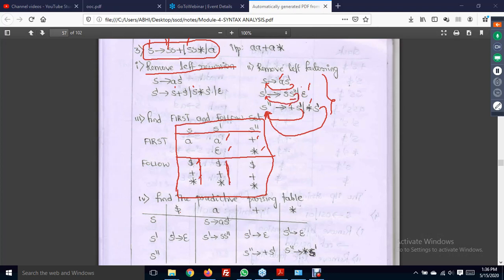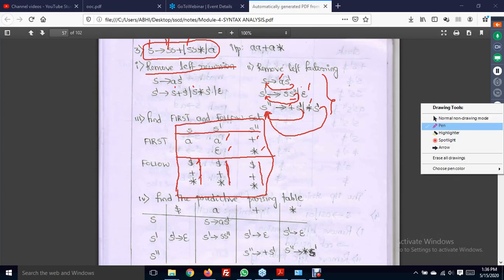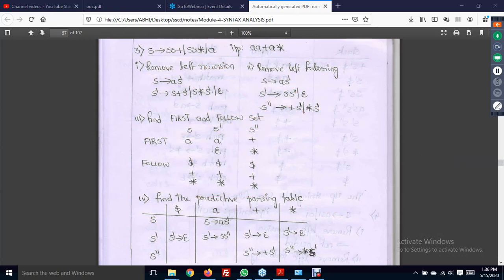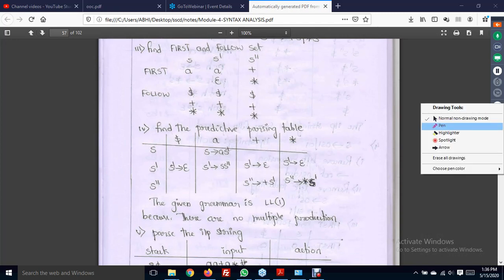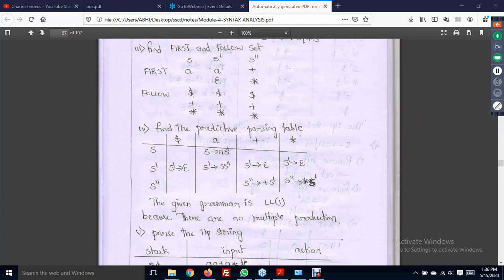So the same term here will also be repeated here. Alright. So as we know about the first and follow set now, we'll prepare the predictive parsing table. So how do I prepare the predictive parsing table? First I calculate the first and follow. With the first terms, I'll start inserting the productions.